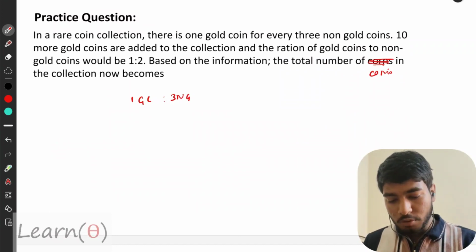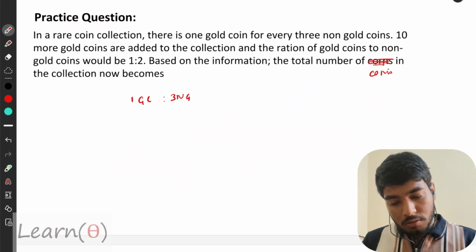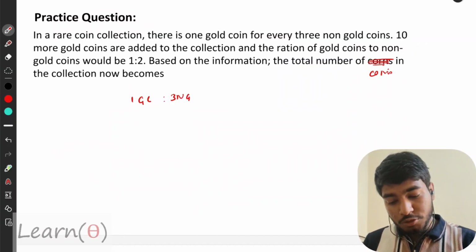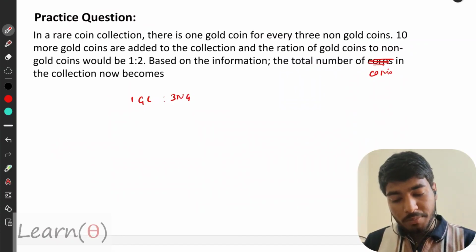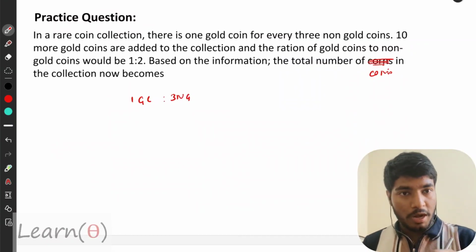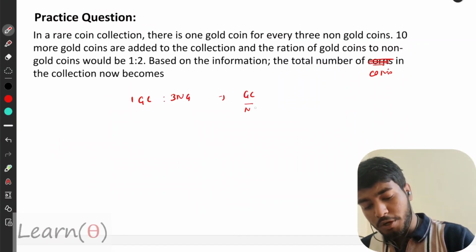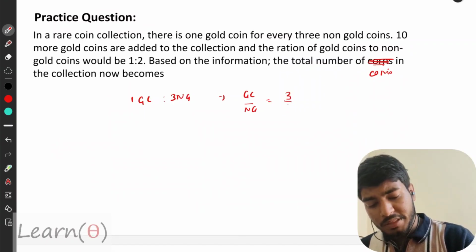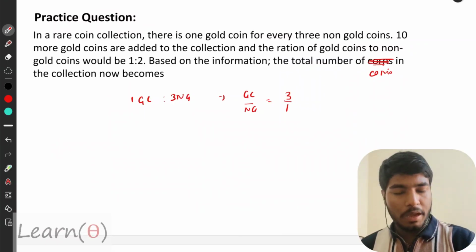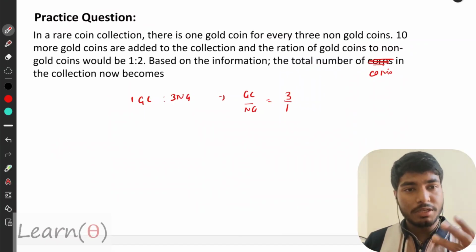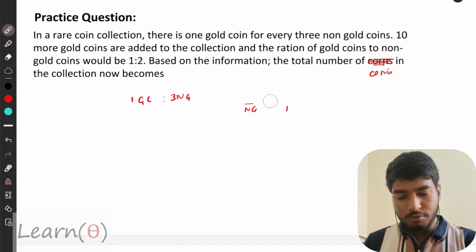So it is said that 10 more gold coins are added to the collection and the ratio of gold coins to non-gold coins becomes 1 by 2. Now what is the ratio at this present moment? Is the ratio of gold coins to non-gold coins 3 by 1? Can I say it is 3 by 1? Because for one gold coin there are 3 coins. Have I written this correctly? What do you think? No, this is wrong.